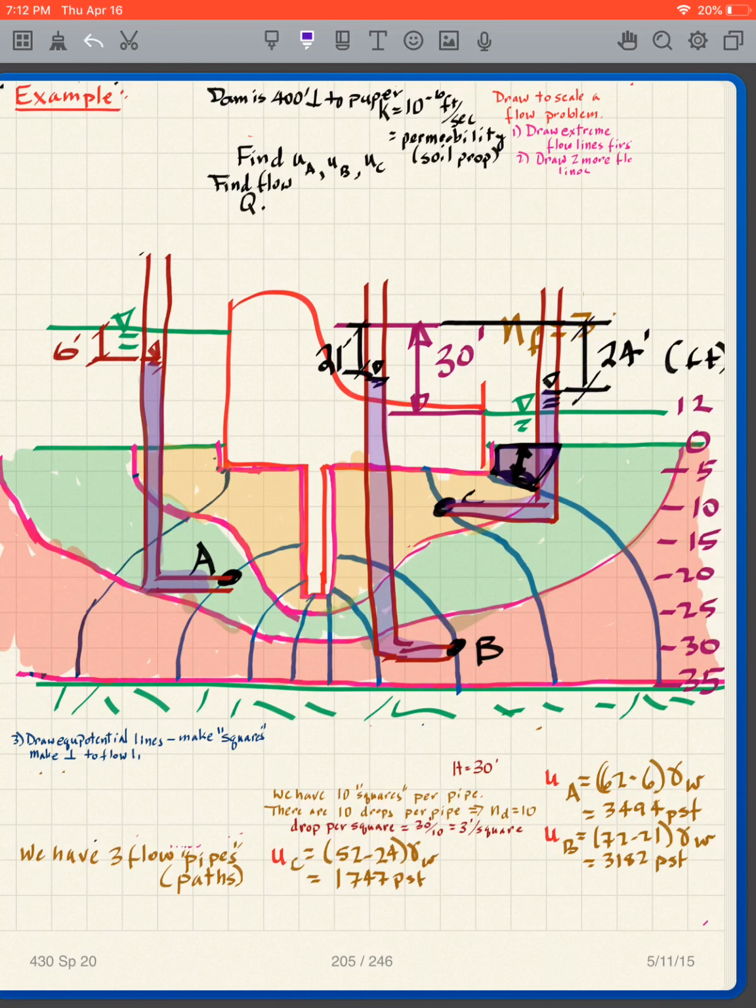Okay, so I've found my UA, UB, UC. One thing, if I didn't point out, the permeability of the soil underneath the dam is 10 to the minus 6 feet per second. Now, some of you did the permeability labs, and you know what that is. Unfortunately, we weren't able to do that lab for everybody, so all I can tell you is it's a soil property, and it tells us how fast the water moves through the soil.